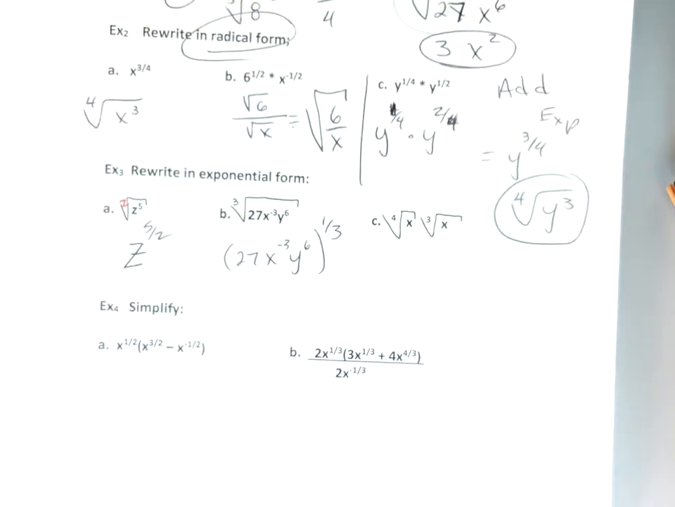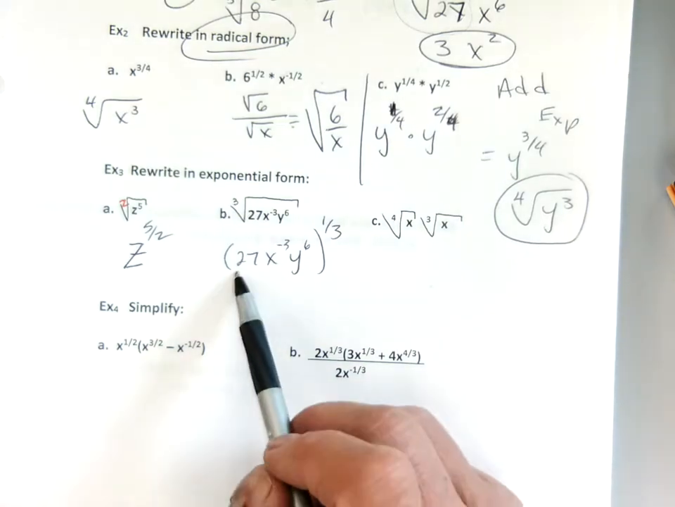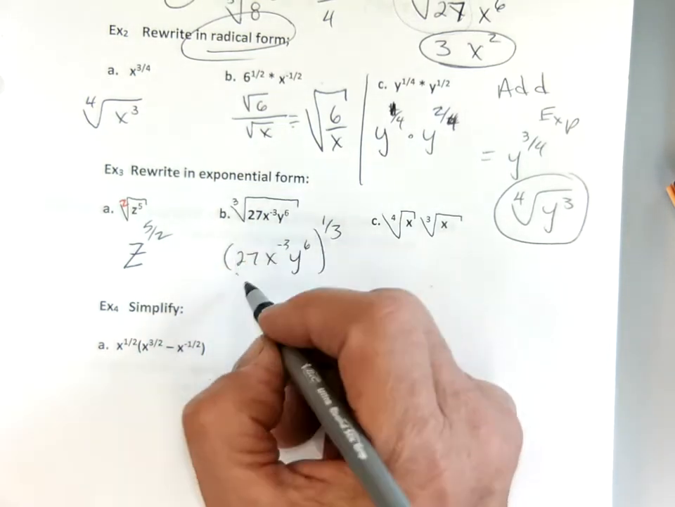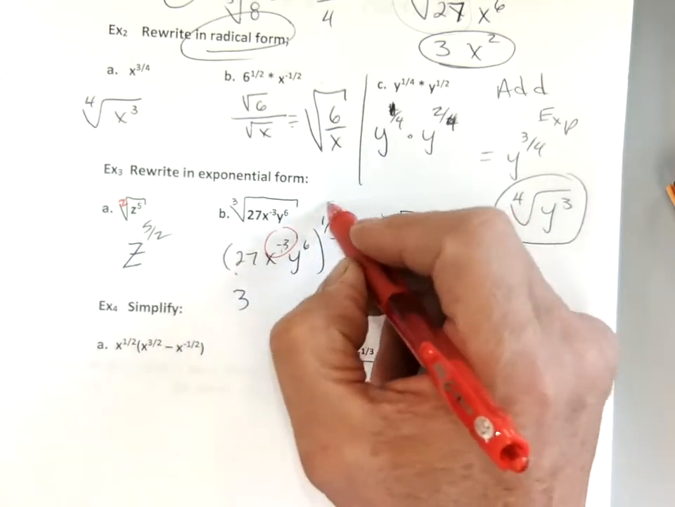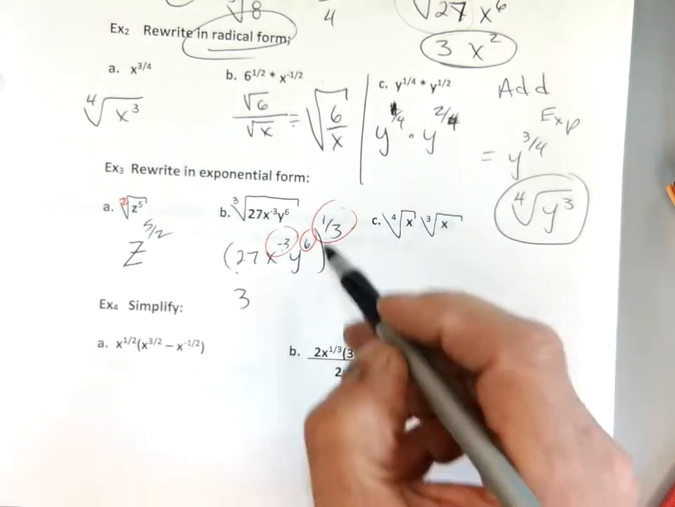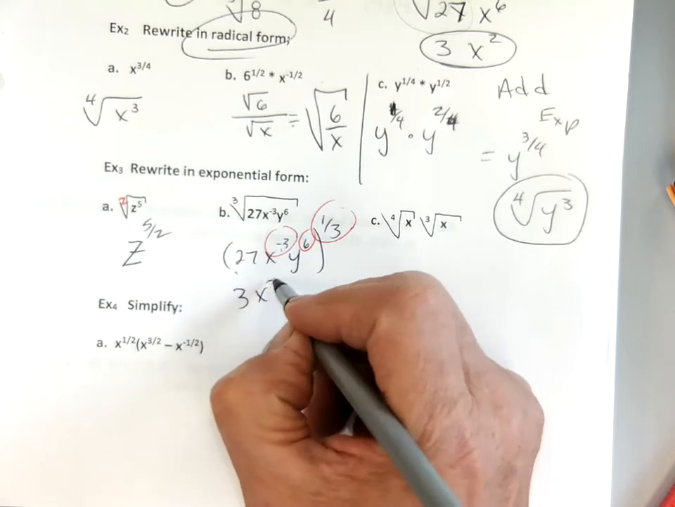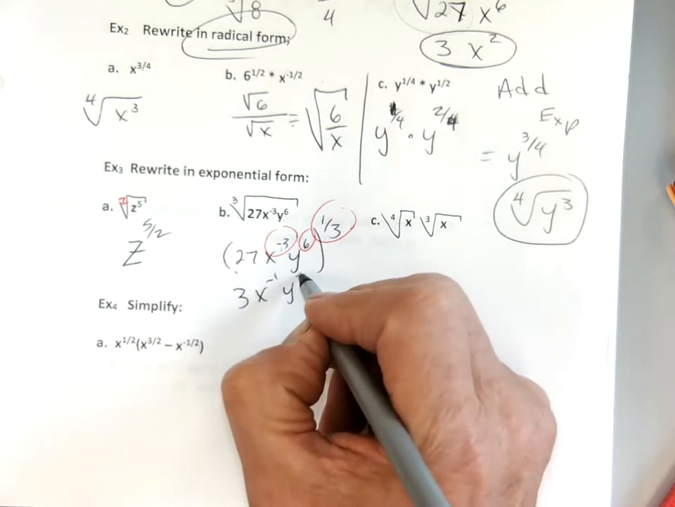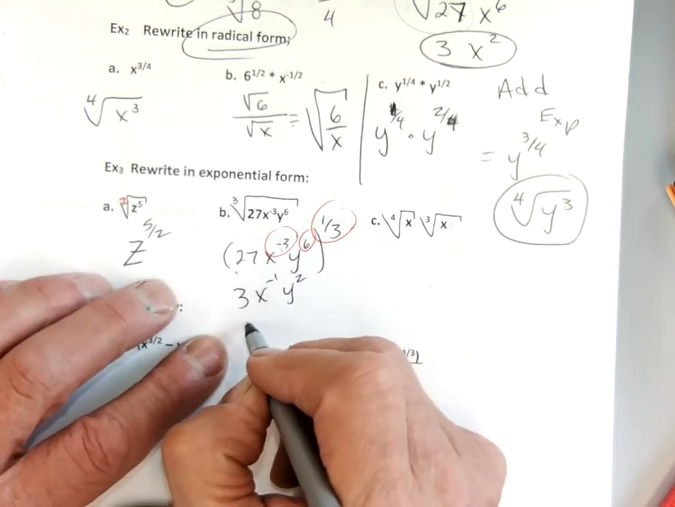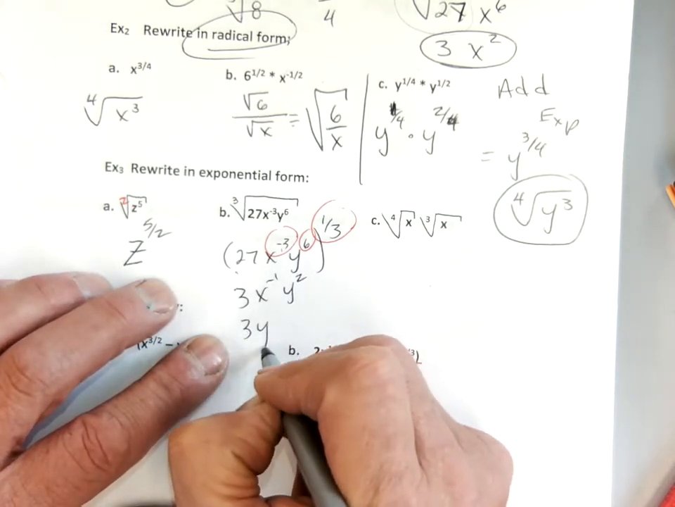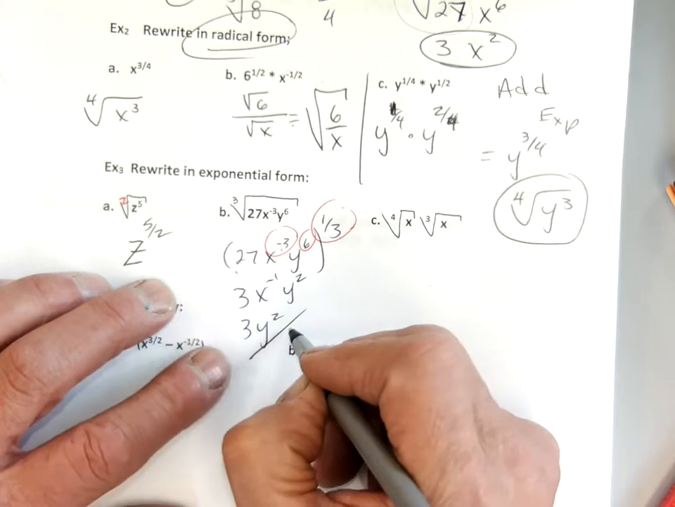But we can do more. The cube root of 27 is 3. I'm going to multiply exponents, right? Let's multiply exponents. So I get an x to the negative 1, y to the 2, and I may as well just rewrite it with the x down below: 3y squared over x.